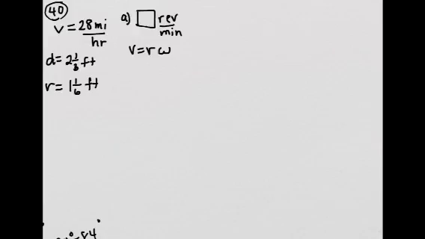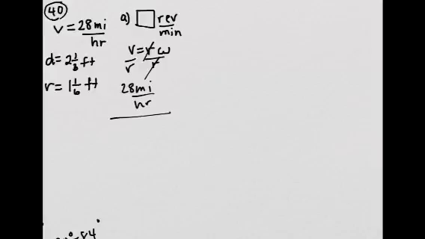Okay, so for part A, they want the revolutions per minute. So that means that we need to solve for omega, because omega is the link to get us to this. So I'm going to divide both sides by r to leave omega by itself. So then 28 miles per hour, divided by, I'll write it as 676 feet, like that, as an improper fraction.